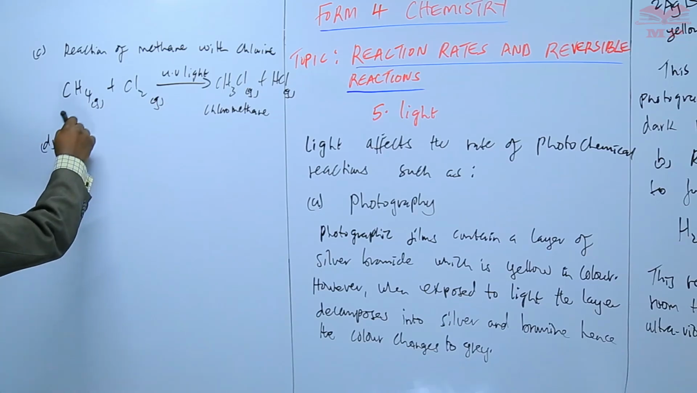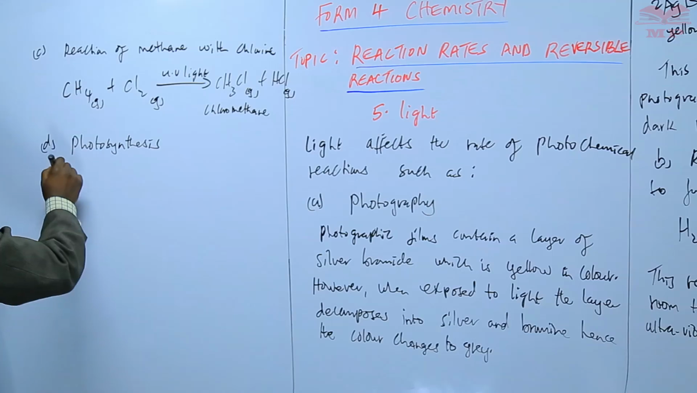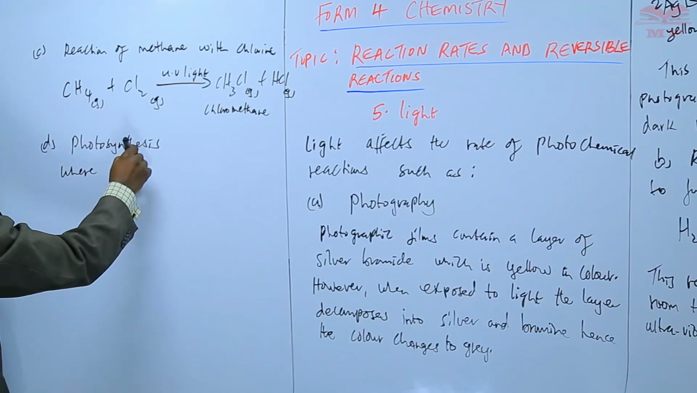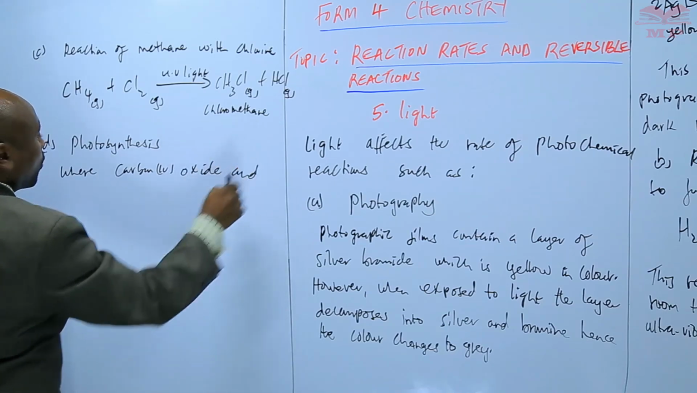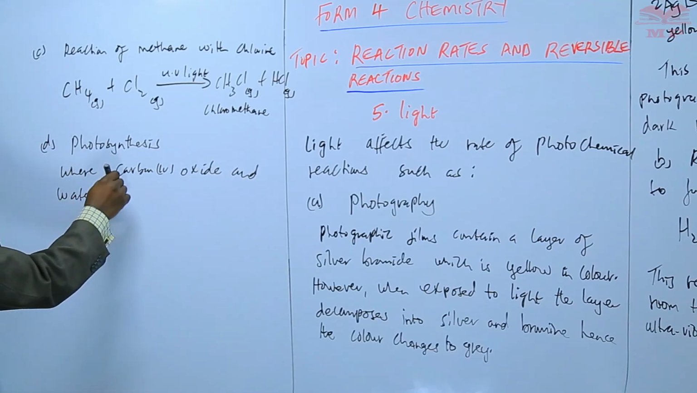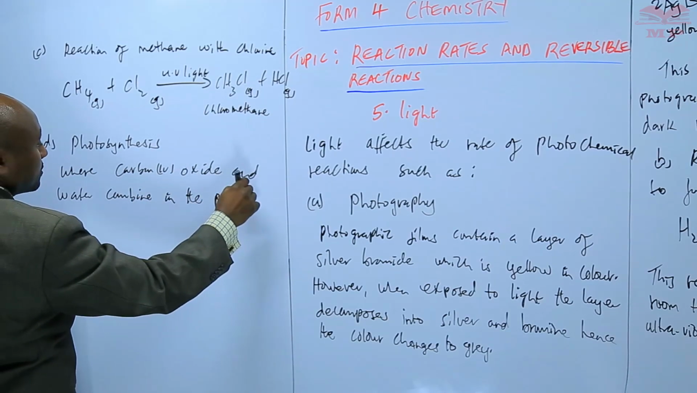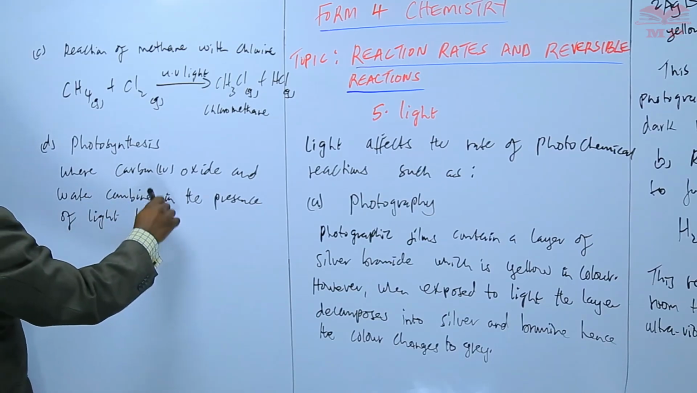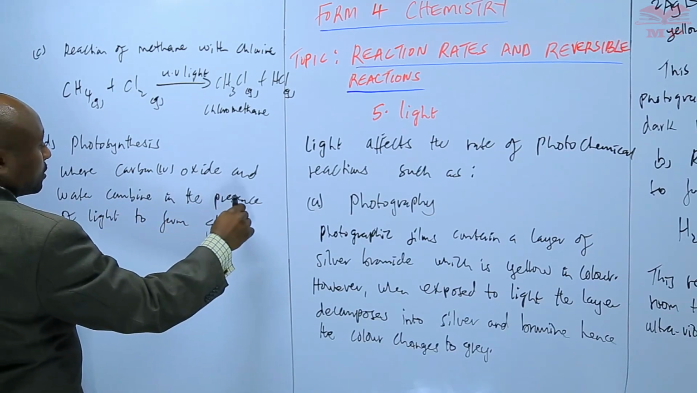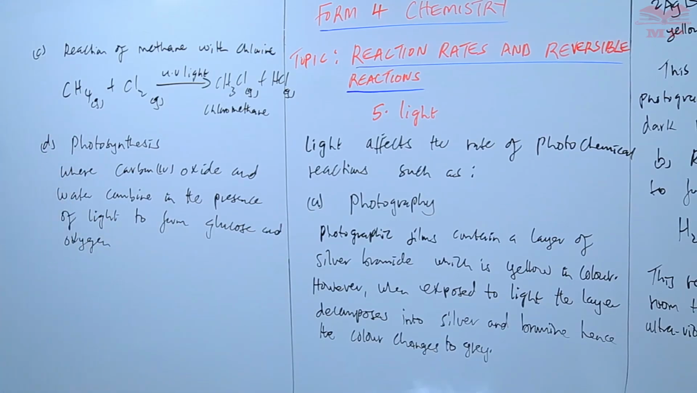We have the common reaction, we know, photosynthesis. And this is where carbon 4 oxide and water combine in the presence of light to form glucose and oxygen. So that's a reaction that again is a photochemical reaction.